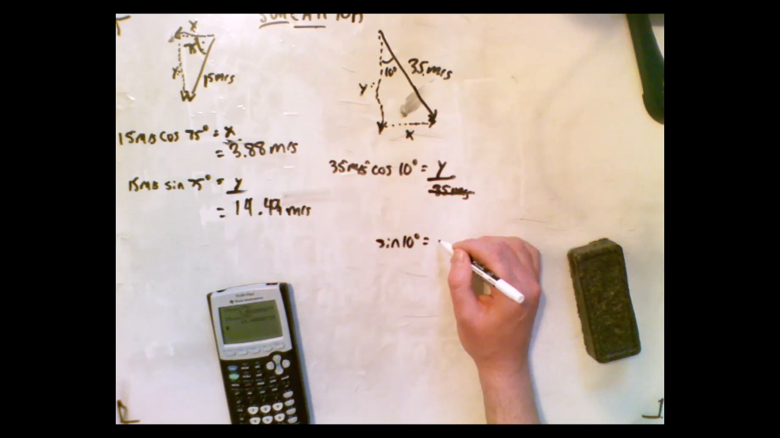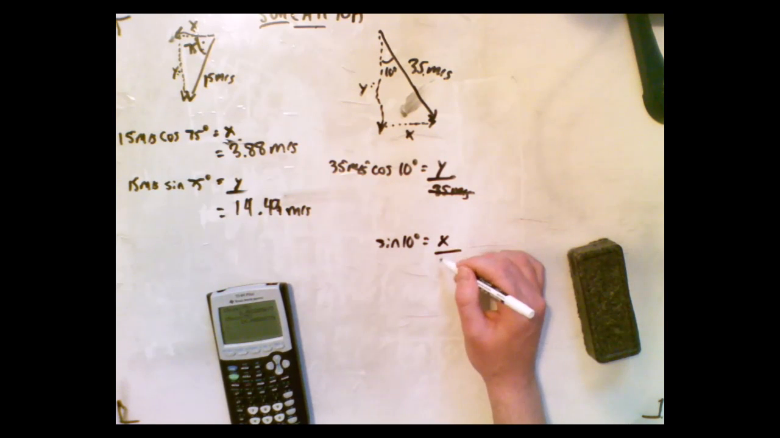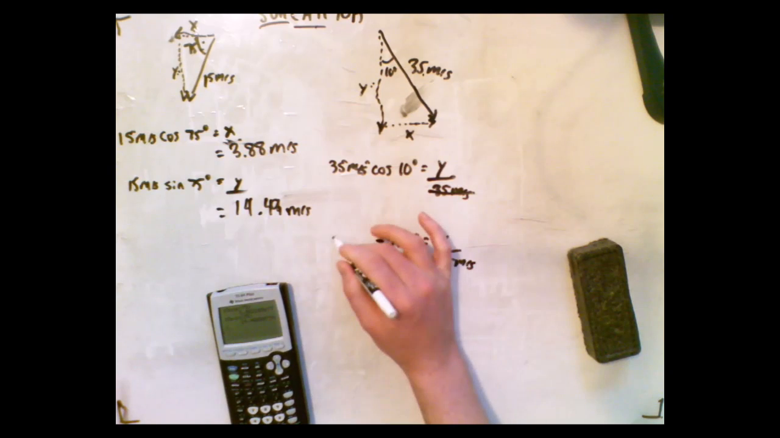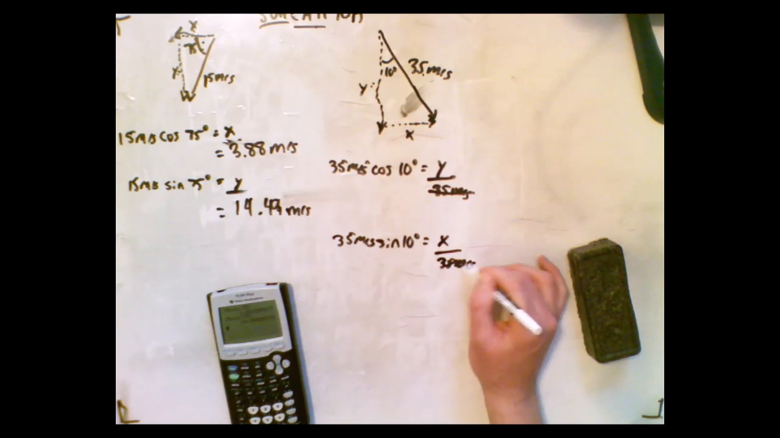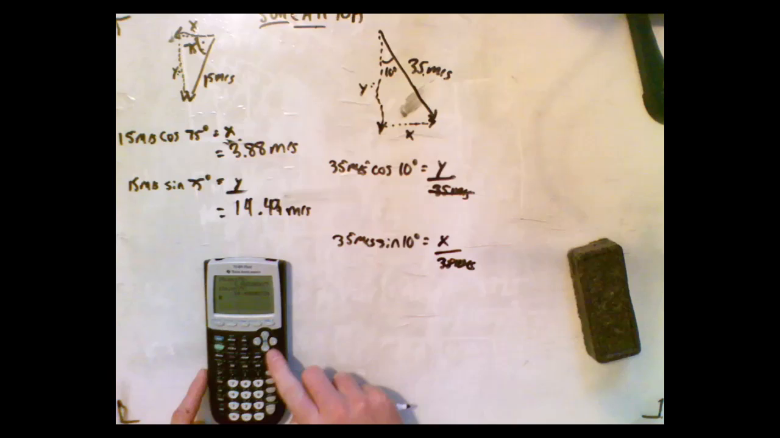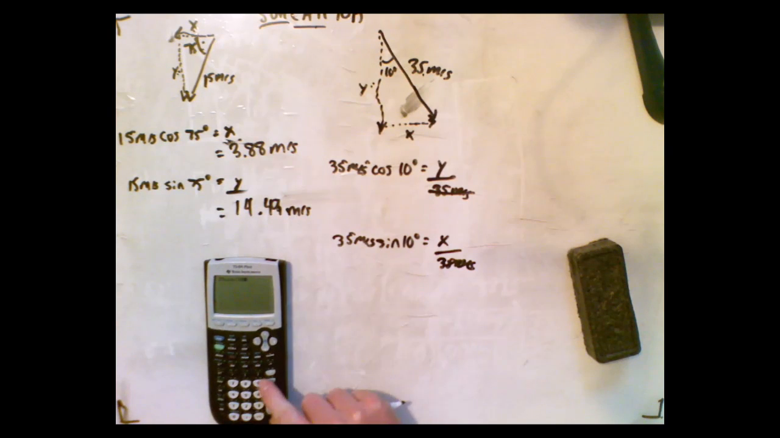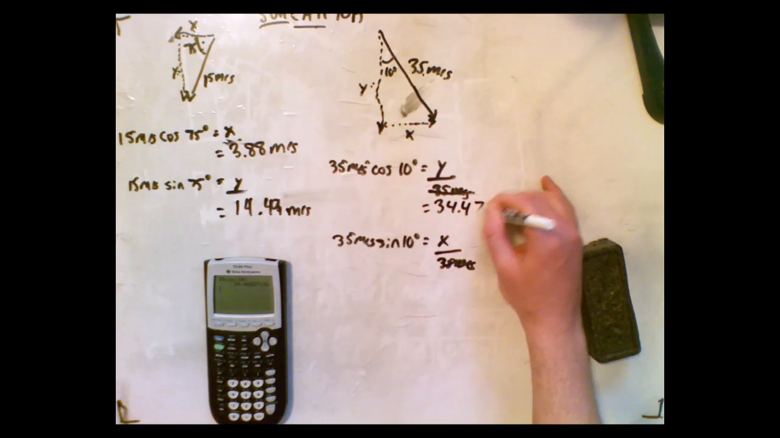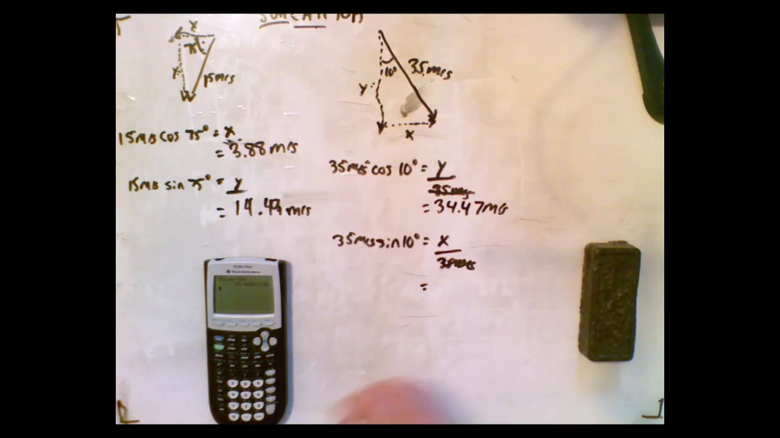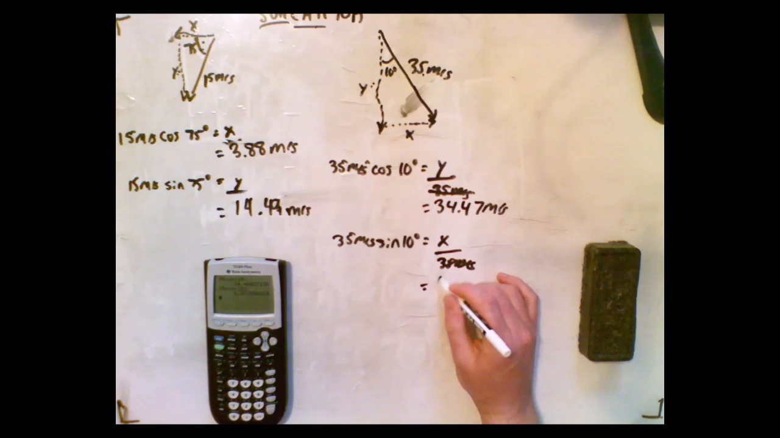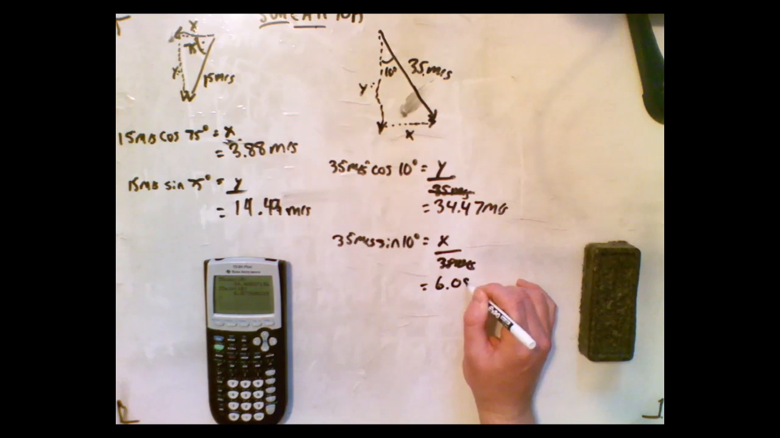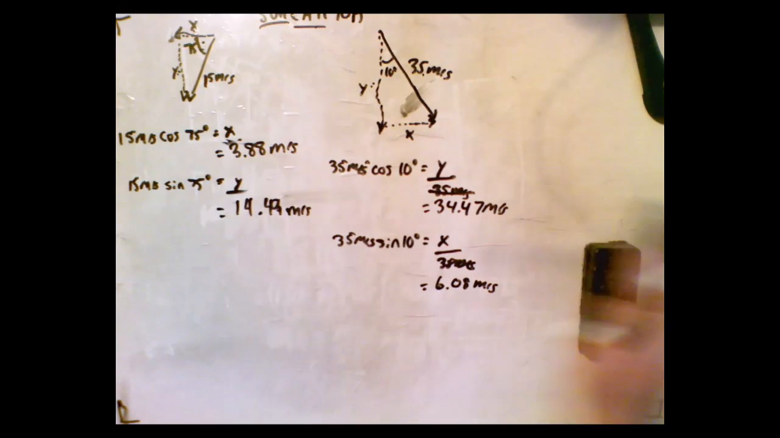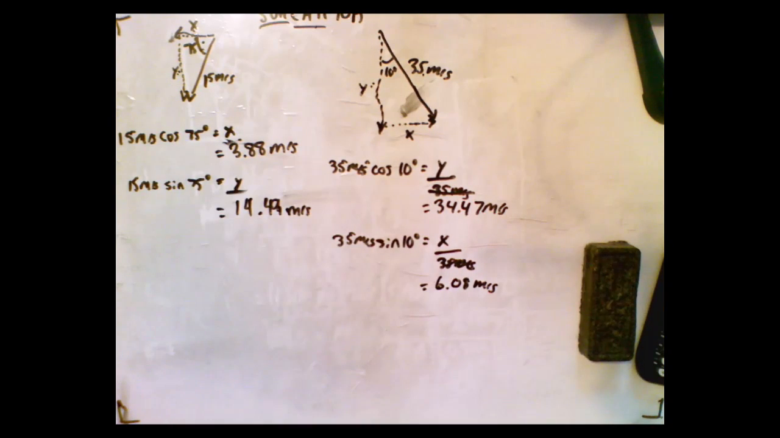And that's going to be our x over our hypotenuse. So move the 35 meters per second over here. So now I'm ready to type that in. 35 cos 10 gives me 34.47, and then 35 sine of 10 gives me 6.08 meters per second. So I broke it all into x and y components, and that is our very first step.